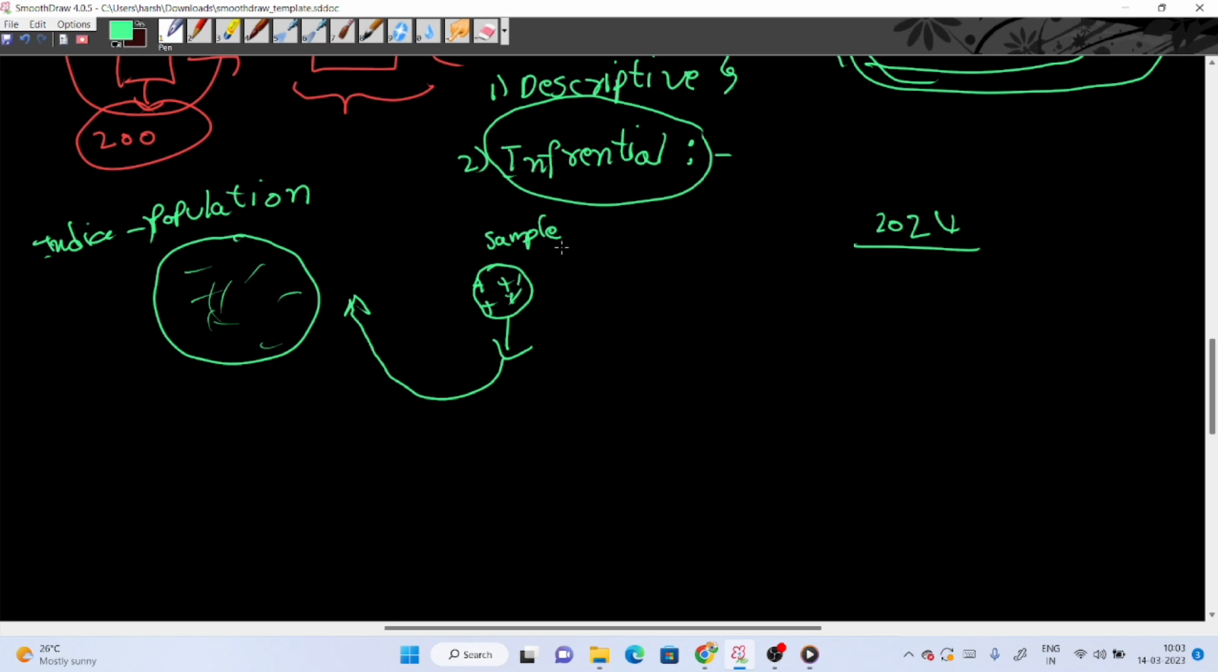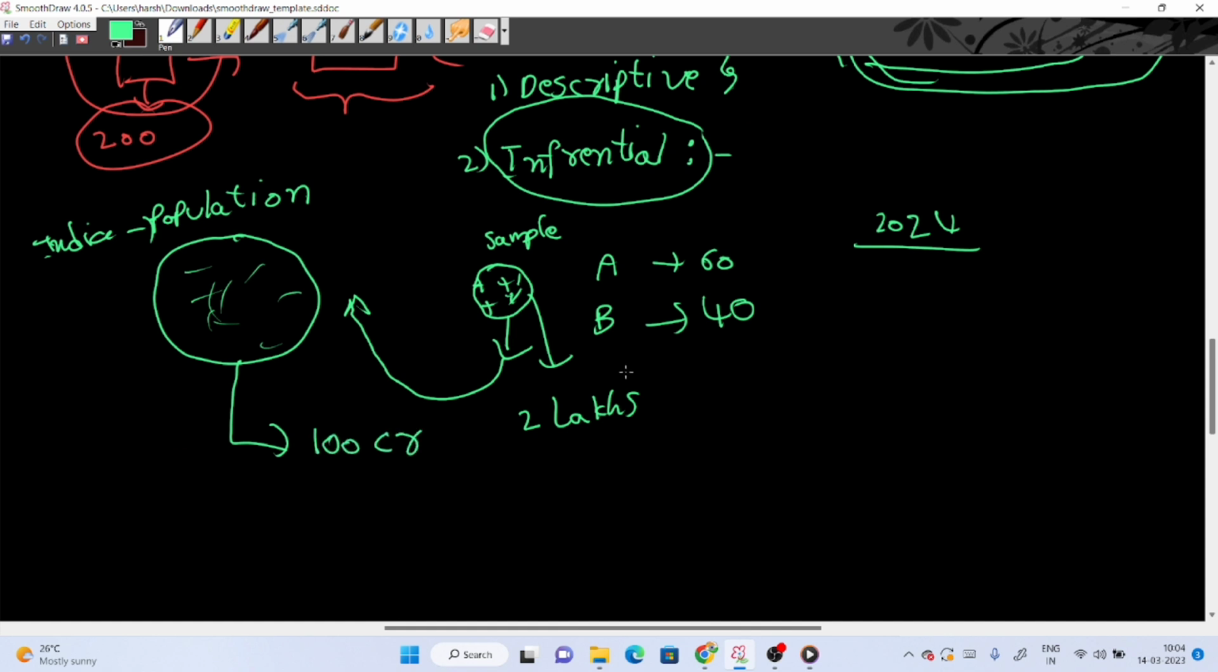For example, in the sample data we have two parties, let us say A and B. A party got 60% votes and B got 40% in their internal survey, and let us suppose the sample size is almost 2 lakhs, but the total population of that country who are going to vote is, let us consider, 100 crores. So in inferential statistics, our goal is to find whether this sample data is significantly affecting this population or not.